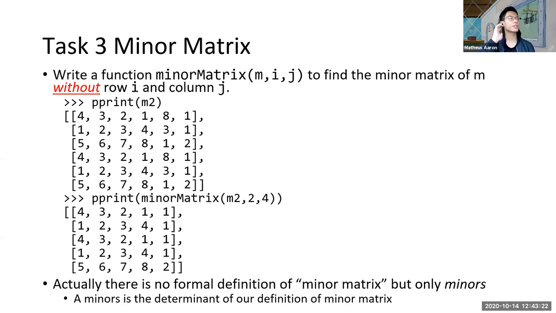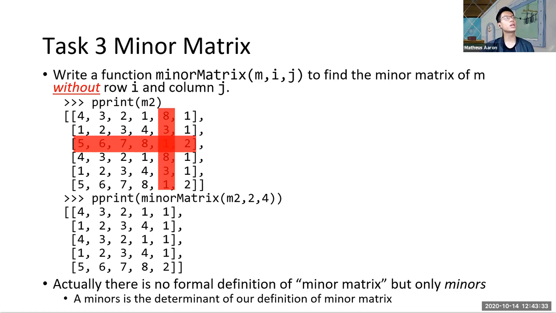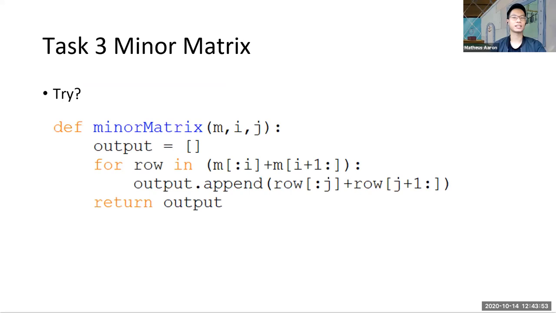So minor matrices are defined as the matrices that are without row i and column j. So this one, we remove this column, and we get that column. Okay. For this one, you can iterate through the rows and columns one by one, but actually it's pretty straightforward. Whenever we want to remove stuff from the list, what we can do is basically do list slicing like this. So this is the code. I'm going to give you guys 30 seconds of silence to try to understand the code before I explain.